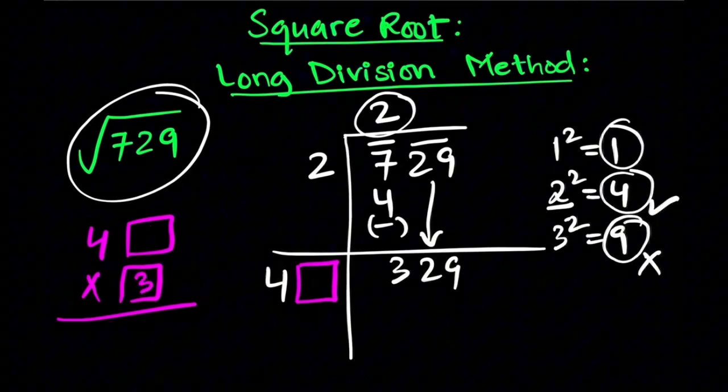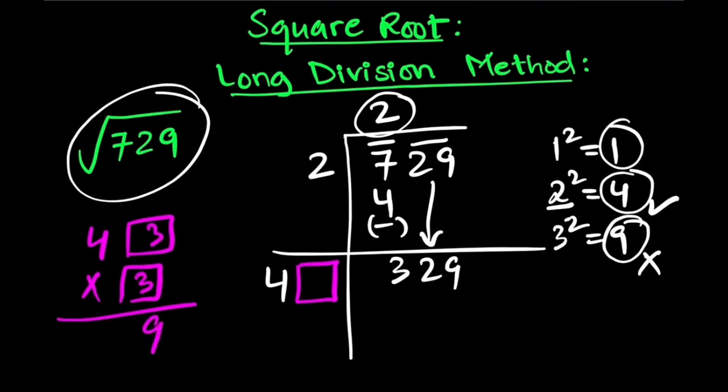Let's try with 3. 3 times 3 is 9. 3 times 4 is 12. Still 129 is less compared to 329. Let's try a different number. Let's try with 7. 7 times 7 means 49 and 4 will be carry. 7 times 4 equals 28. 28 plus 4 equals 32. So the number in the box will be 7.